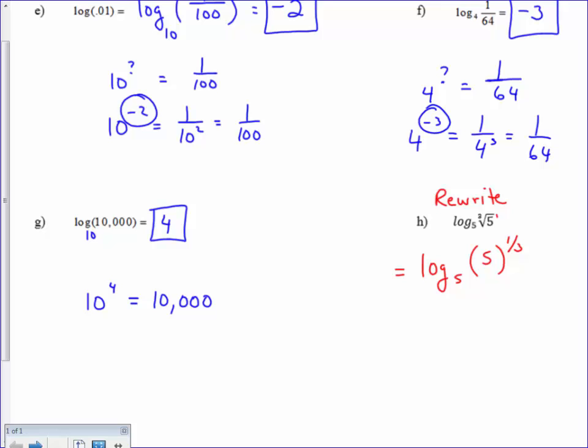Now that we've rewritten it, we can use another rule. Another rule is if you have the base of your argument matching the base of your log, the answer is just the exponent. And so in this case, the answer would just be 1/3.